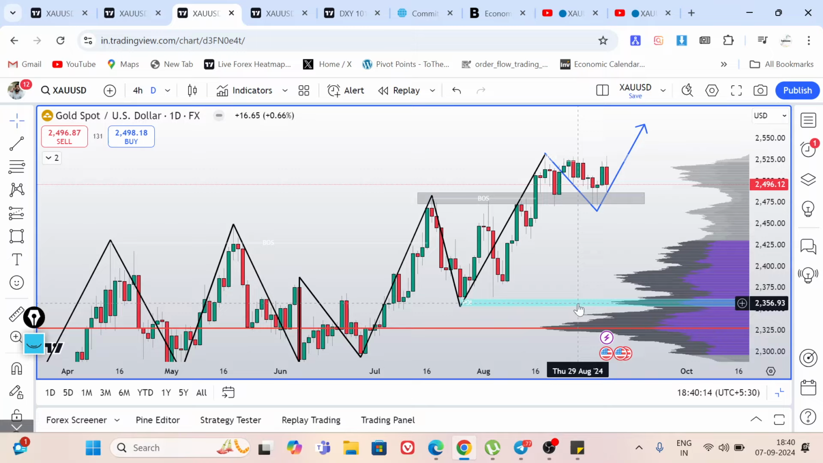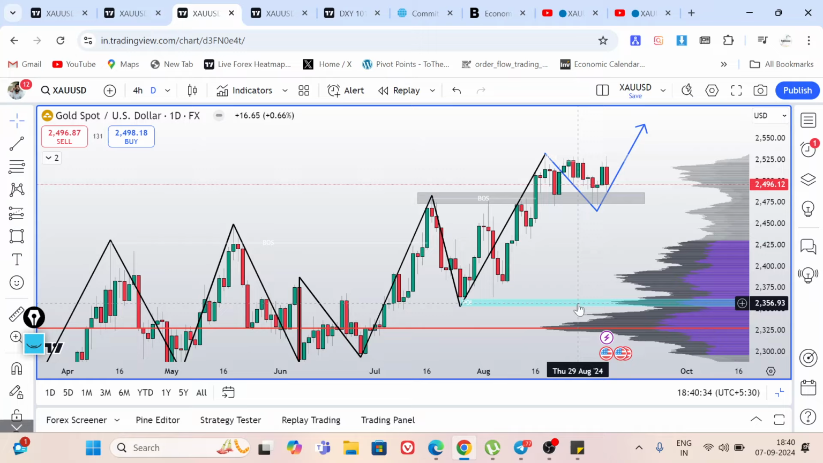So in this video we are going to analyze the gold chart on different time frames, and check important price action levels and the important price action structure that gold is currently following, so that we can utilize those levels and that structure for finding buy and sell opportunities for next week.